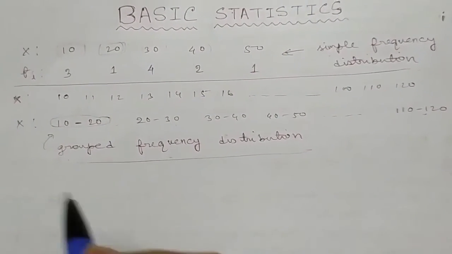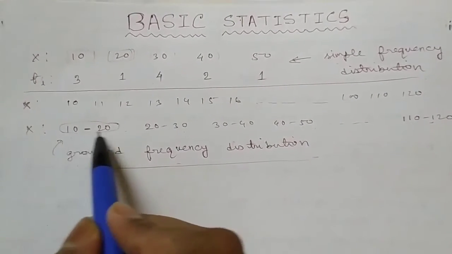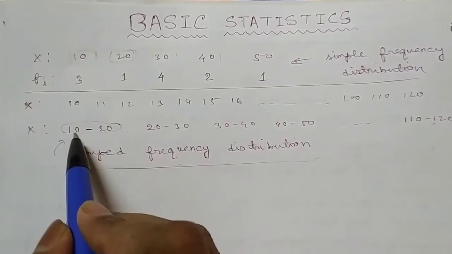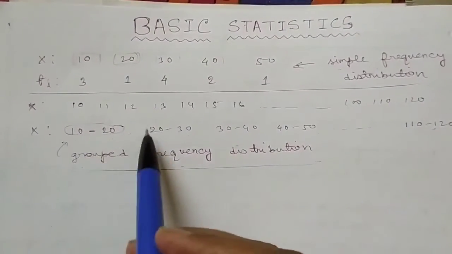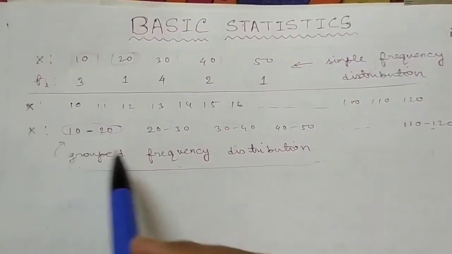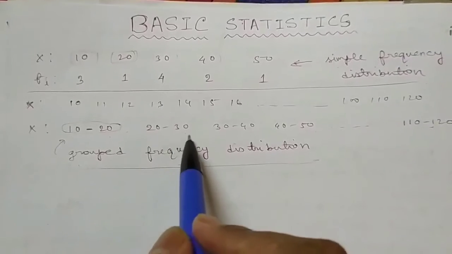Class intervals are the intervals present between the limits, that is, how many data points are present in it. From 10 to 20, how many data points are present? There is a total of 11 data points present. And for 20 to 30, there are also 11 data points present.